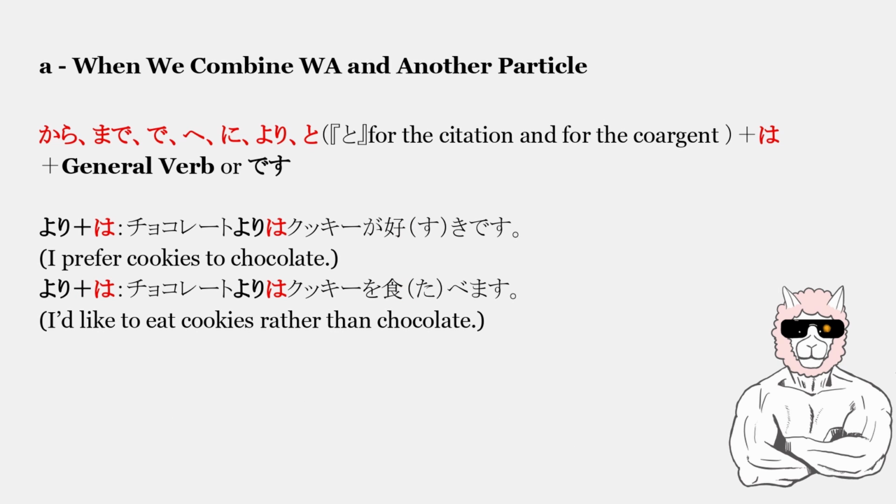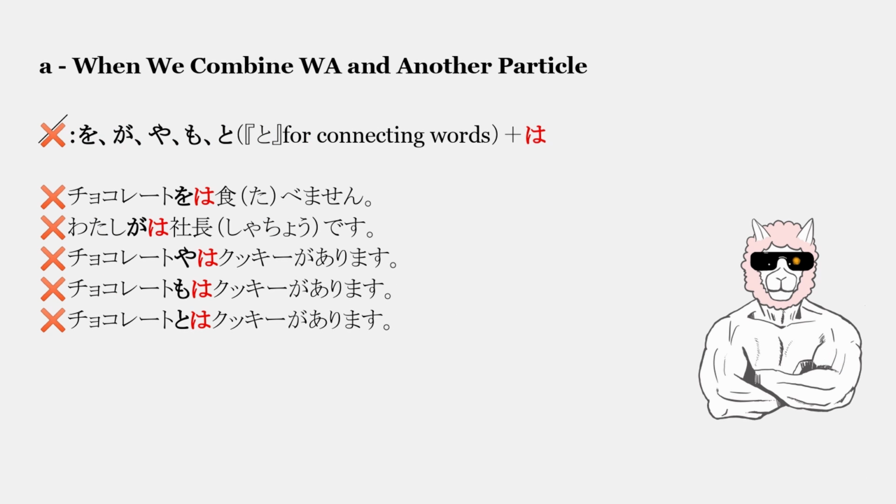And the last one, the particle より with は. Pay attention. We can combine より with は, but not with が. And this is a list of the impossible particles to combine with は. These are お、が、や、も、と. Pay attention, this と, this time, has a meaning of connecting words.